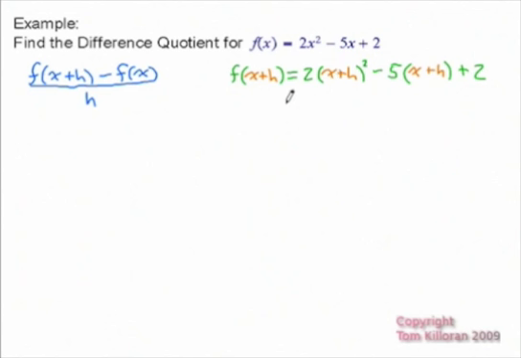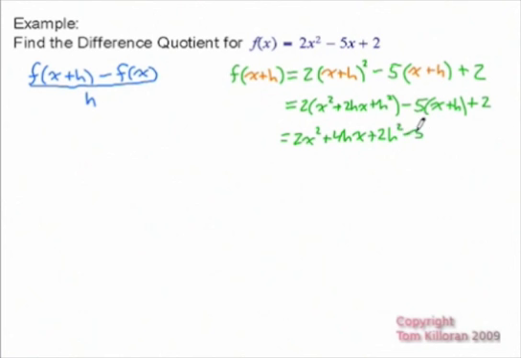X plus h all squared, and you have to get used to this eventually, is x squared plus 2hx plus h squared, after you FOIL it all out. And then I usually just leave the rest of it alone and distribute all at once. So distributing, we're going to get an ugly expression: 2x squared plus 4hx plus 2h squared minus 5x minus 5h plus 2. And then this whole expression has to go in place of this f of x plus h. It takes over that whole slot.